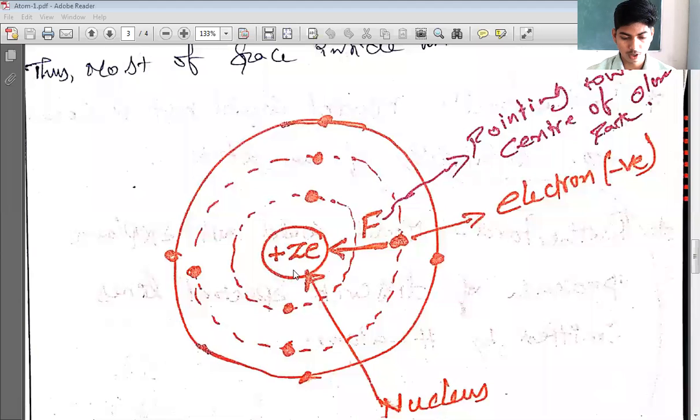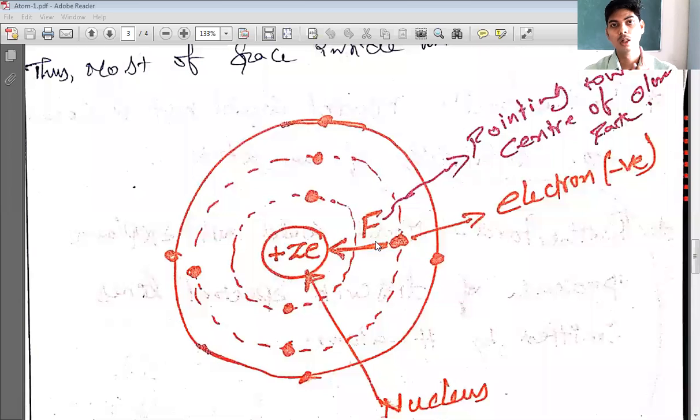See, this is the nucleus, it has positive charge. This is an electron, electron has got negative charge. For the electron to revolve around the nucleus, it requires a centripetal force. Which force is responsible for producing centripetal force? Very good. Electrostatic force between the nucleus and the electron. There is an electrostatic force between the nucleus and the electron.